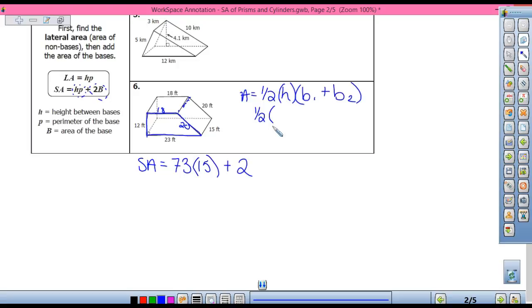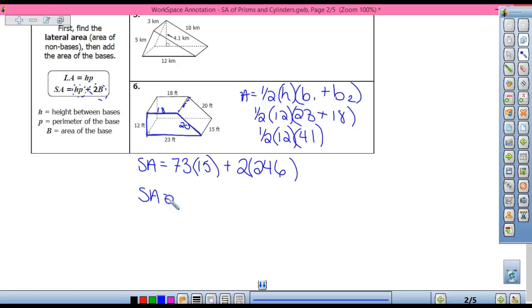Now it's a little bit different. We said that our height was 15 here, but is that the height of my trapezoid? No, it's the height of my prism, but not the height of my trapezoid. What's the height of my trapezoid? 12. Times base 1, you want to use 23 plus 18, so 1/2 times 12 times 41. What do we get? Times 46.